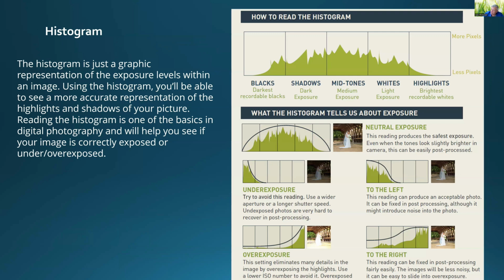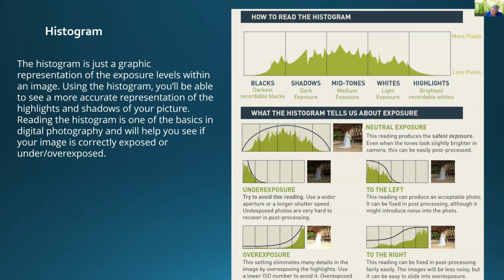And if your histogram is jammed up to the far left, that means that everything's too dark. Now, if it's jammed up on the far right, it's too bright. It's too many whites in there. So what you're shooting for is to not have anything in the darkest blacks and not have anything in the brightest whites.